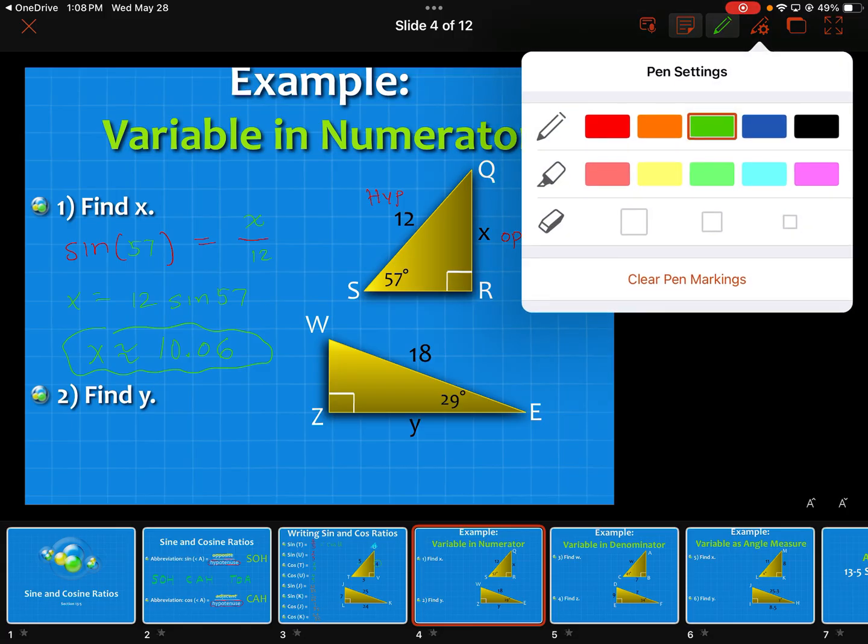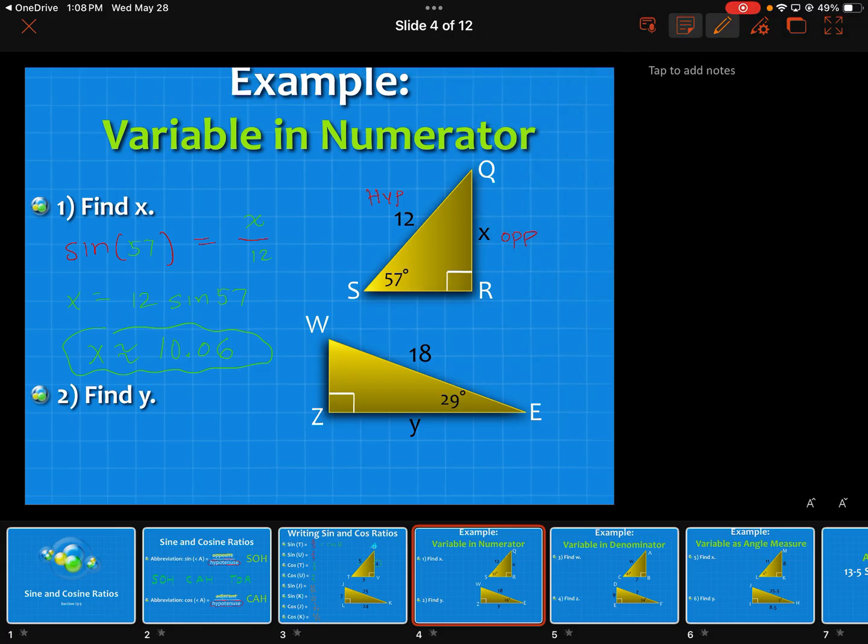In number 2, again, you have a right triangle. The acute angle is not special. This is your adjacent leg, and this is your hypotenuse. Anytime you have an adjacent and a hypotenuse, you need to use cosine. Cosine of your angle equals the adjacent over the hypotenuse. Variables on top, so we're going to multiply. 18 cosine 29.